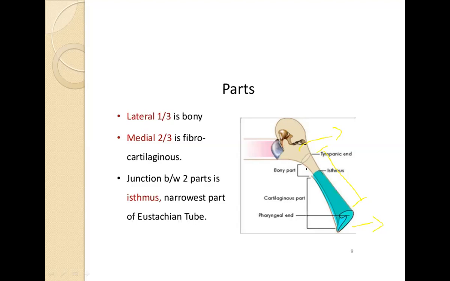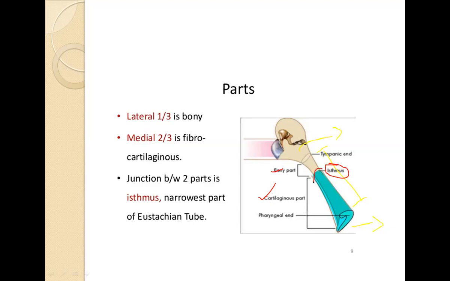The bony part is present posterolaterally. This is the bony part, and it is present posterolaterally in connection with the tympanic cavity. So the bony part is connected to the tympanic cavity posteriorly. The cartilaginous part is the biggest, that is 2/3 the entire length, and it is connected with the nasopharynx. The junction between both these parts is called the isthmus.